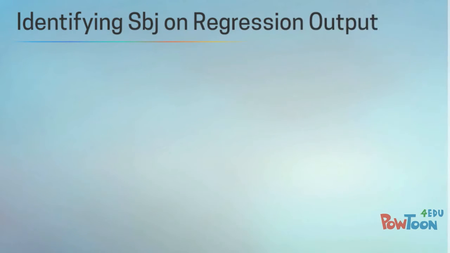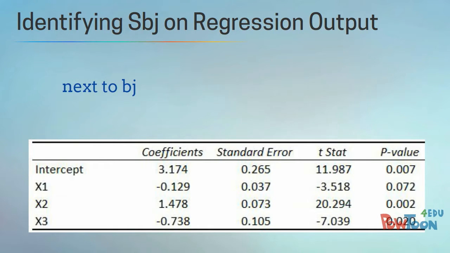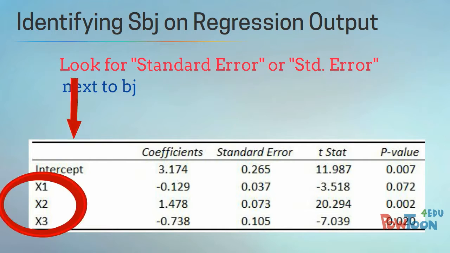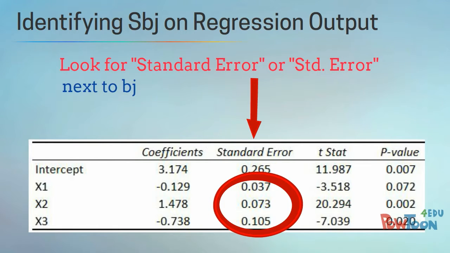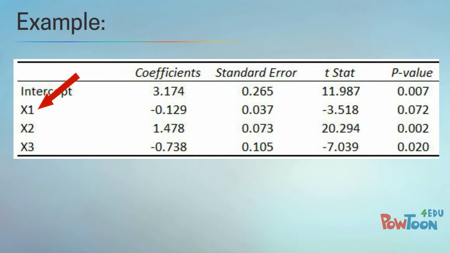As in simple regression, the value of each sbj is in the regression output next to its coefficient bj in a column labeled standard error or std. error. Also, the value of each t statistic is shown in the output in a column labeled t or t-stat, followed by the p-value for that test. In our example from Excel, we see that for x1, the test statistic is minus 3.518 with a p-value of 0.072. For x2, the test statistic is 20.294 with a p-value of 0.002.